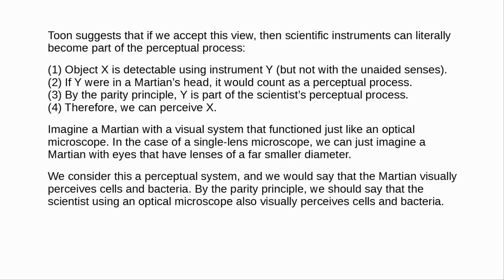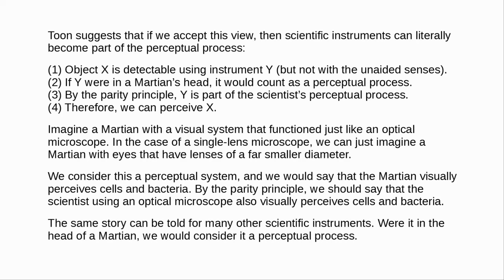Anyway, we would say that these creatures visually perceive cells and bacteria. So, by the parity principle, a human being using a single lens microscope also visually perceives cells and bacteria. The single lens microscope extends the human perceptual system. And a similar story can be told for many other scientific instruments, or so it seems at least. So for any instrument you like, you can imagine a similar mechanism inside the head of an intelligent Martian. We would count this as a perceptual process. So we should say that when scientists use that instrument, it also counts as an extended perceptual process.